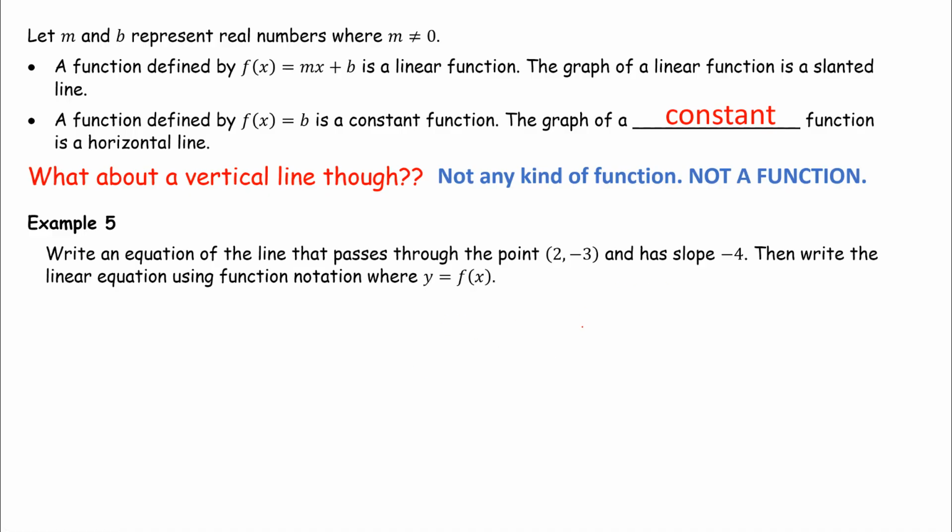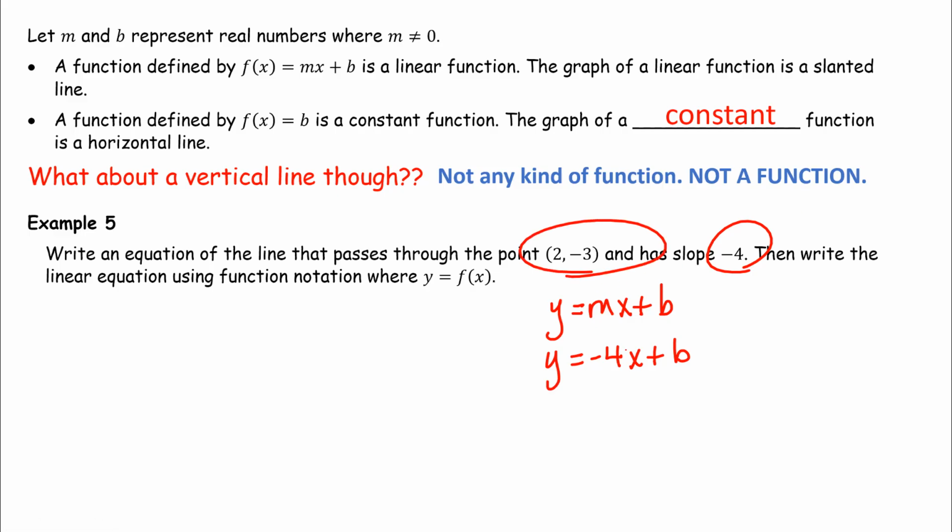To write that equation, you're just going to say, all right, y equals mx plus b. That is the equation of a line. We know our m, that is -4, so y equals -4x plus b. To find out what b, the y-intercept, is, we can just use this point that they gave us and plug in -3 for y and 2 for x, and then figure out what b is. So that's -3 plus 8 is going to be b, so b is 5.